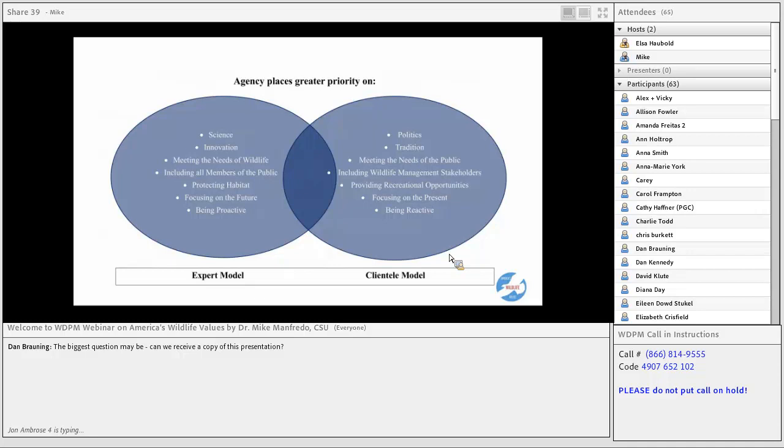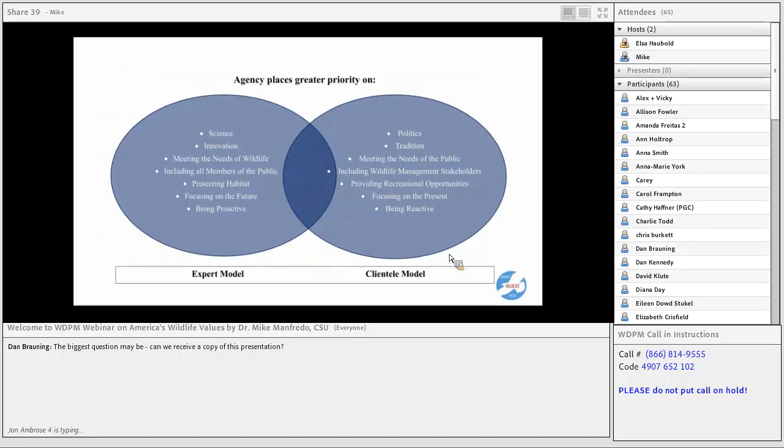Now, I'll tell you right now, we didn't see any relationship between the rise in mutualism and agency response. I'll tell you that now. And we did, though, look a little deeper at how we could characterize agencies differently, because there are differences. And here's how we went about it. We categorized agencies into two basic governance models. One's what we refer to as an expert model, and the other is the client or clientele model.